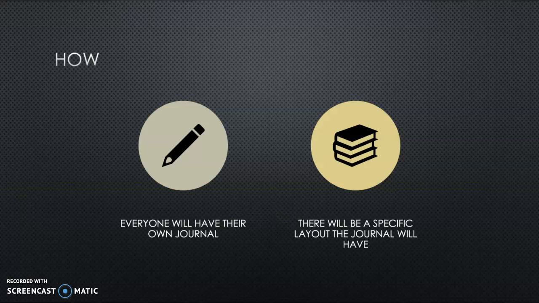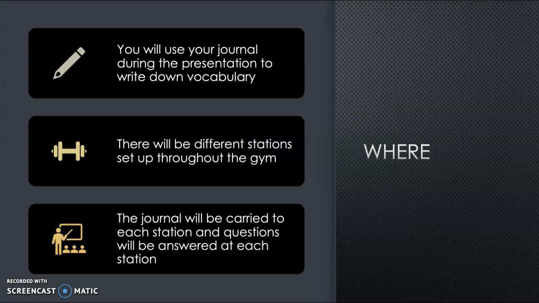How? Everyone will have their own journal, and there will be a specific layout that the journal will have. Where? You will use your journal during the presentation to write down vocabulary, just like I talked about a few minutes ago. There will be different stations set up throughout the gym where you'll take your journal to complete the activities that are there, and then there will be papers that will have questions on there that you will answer. And then also the journal will be carried to each station and questions will be answered at each station, just like I said.